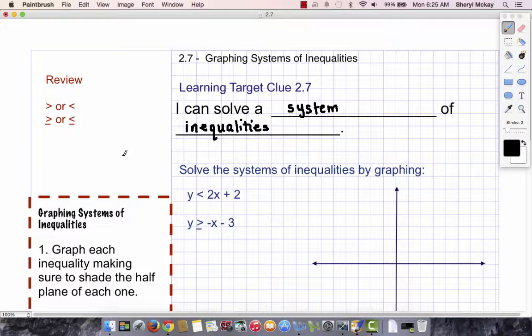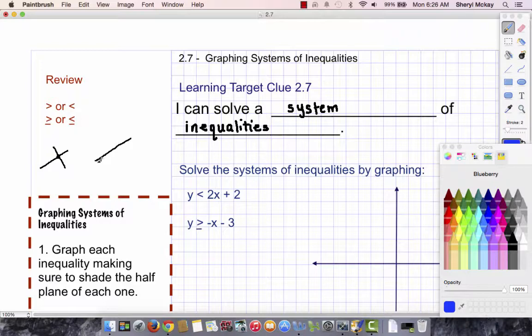And we're looking for the places that those two equations or those two inequalities have in common, the place where they overlap. So in a system of equations, we are looking for hopefully two lines and a point where the two overlap, right? Then with a system of inequalities, we're actually looking for an area where the two overlap. So let me show you what I mean.